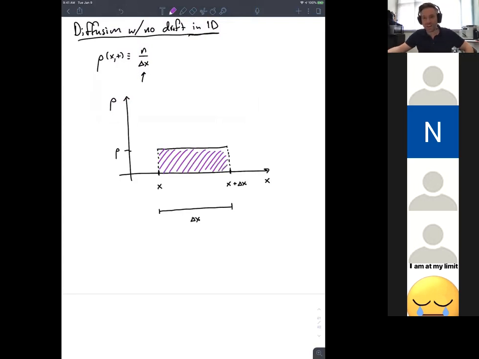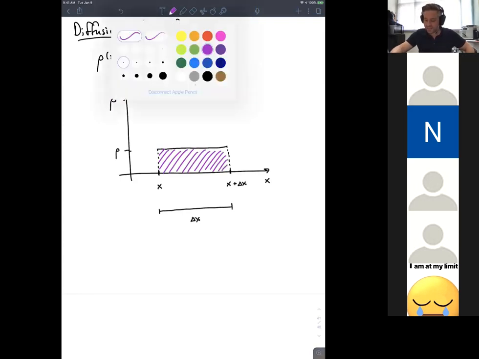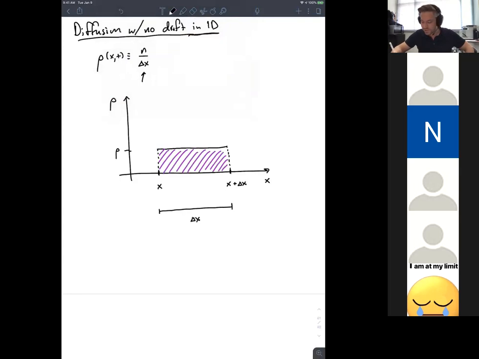All right. So the area of that rectangle is the number of particles within that volume. So N is equal to density times volume. Does that make sense? All right. So now what we want to do is look at how that number changes. In other words, we want to look at how N changes in time.